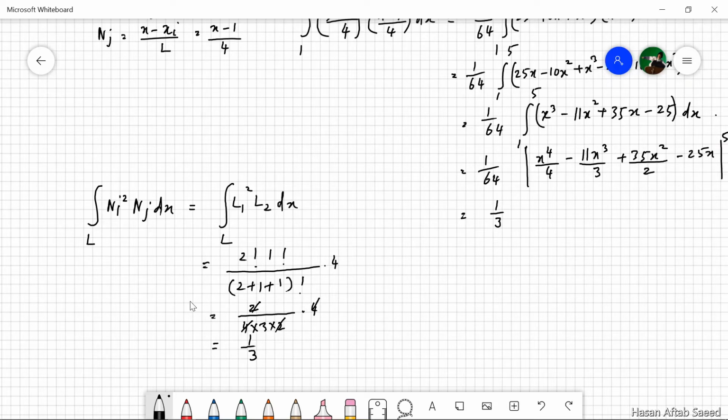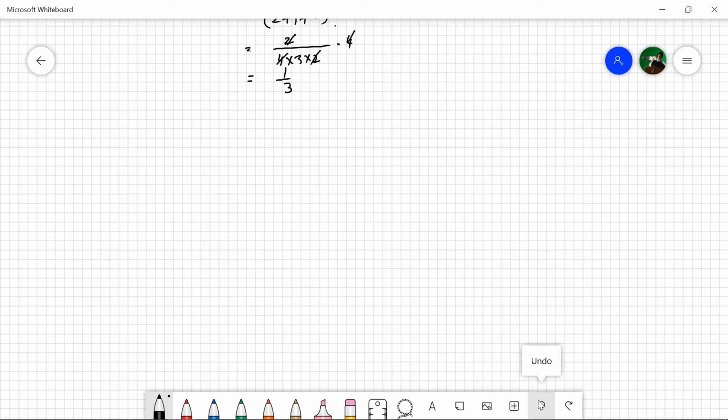Now another interesting thing about this is it would have given us the same result if it was Ni and Nj square, because on the right hand side we only have alpha and beta. We are not concerned with Ni and Nj. This makes it very easy for us to integrate expressions containing shape functions. Now let's take up the 2D element.